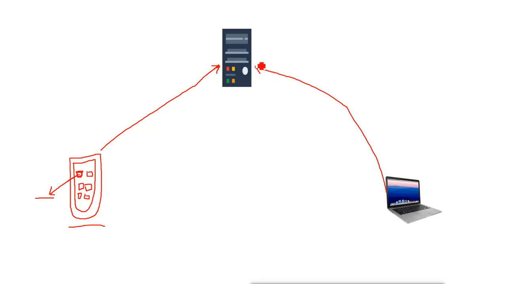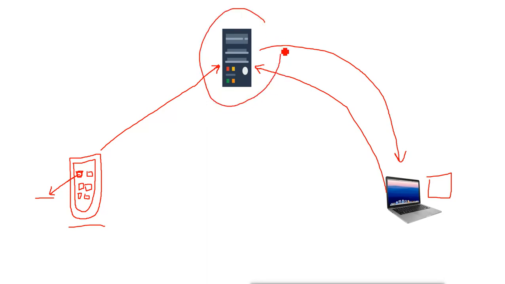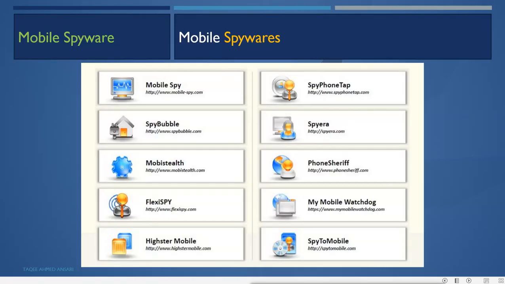When you are subscribed, when you are a registered user, you will be given a username and password, and when you log in to your account, you will see the information collected by that server, and you will see that information on your device, in your desktop, in your laptop. Because they are managing these servers, they will charge. So these are the mobile spywares, and this is how they work.